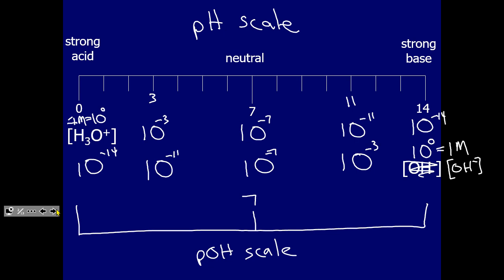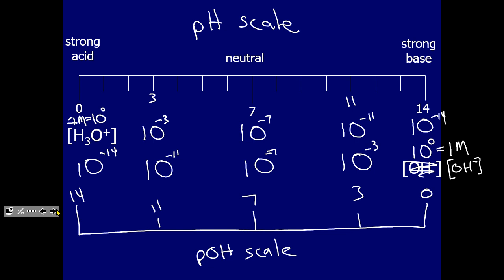But if I press negative log 1 times 10 to the minus 11, what do I get? The log function takes the exponent off of the 10. The negative gets rid of the negative. I would get 11. What will I get for the pOH down here? I'm going to get 14. I'm going to get 3. And I'm going to get 0.